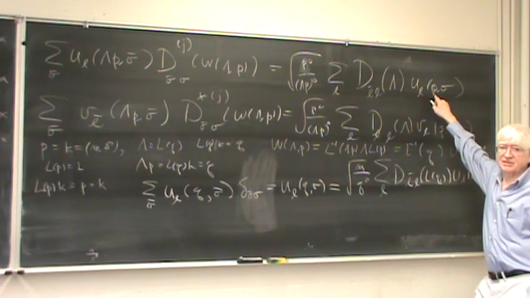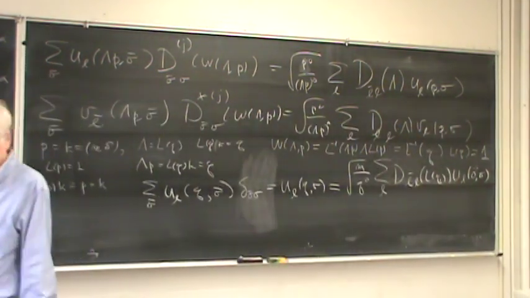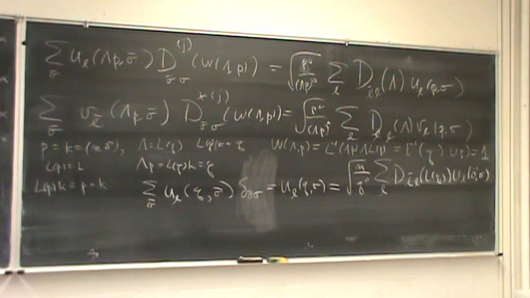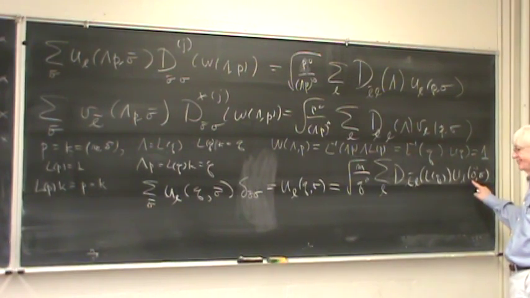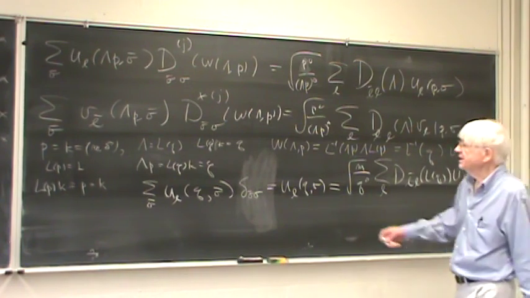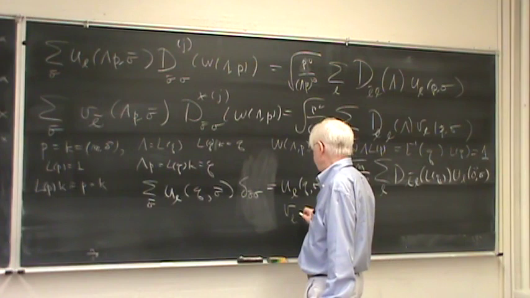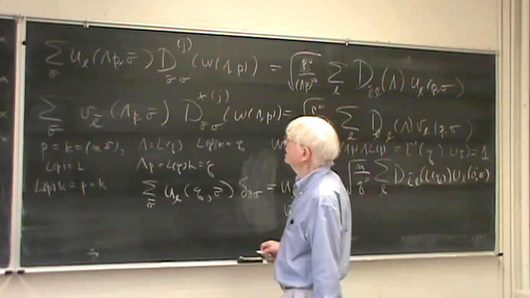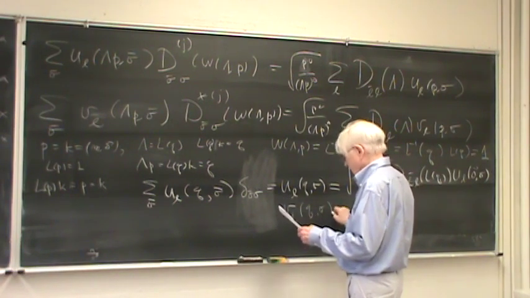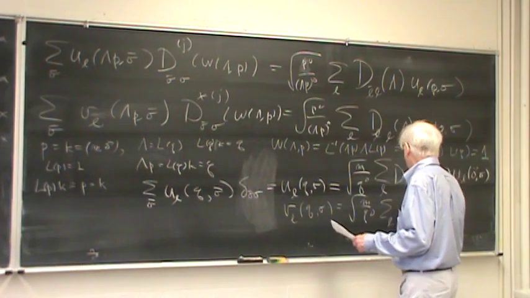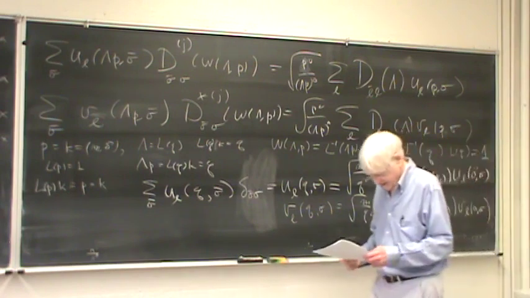p here is really the three-vector p. I've just been sloppy and writing it as p. It could be the four-vector, it really doesn't matter, but when you're setting p equal to k, then it's nice to write it as zero rather than k. The second equation becomes, for a similar reason, this is just delta, so this becomes v l of q and sigma is square root of m over q0 sum on l D^j l bar l of L of q v l of 0 and sigma. Okay, so that's what we found.